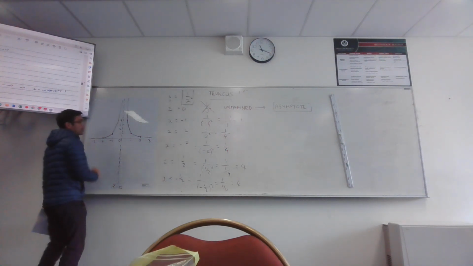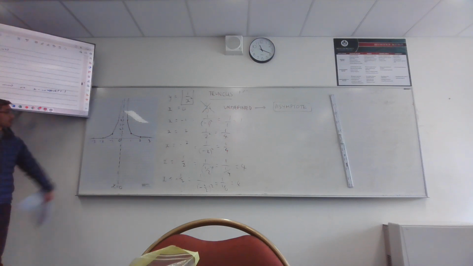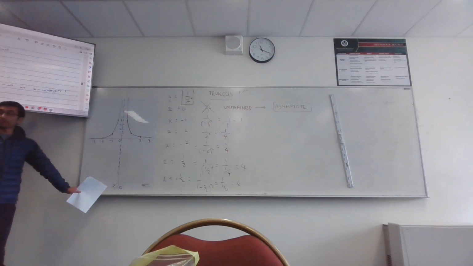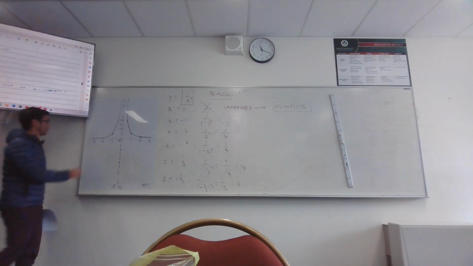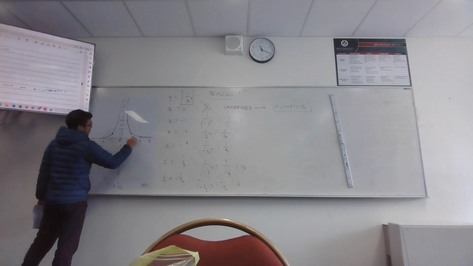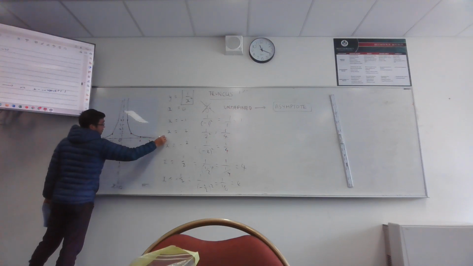Okay, tree trunk appears. We've got one asymptote here. What's the other asymptote? Line 0. Yes, you're both right. Long y equals 0.